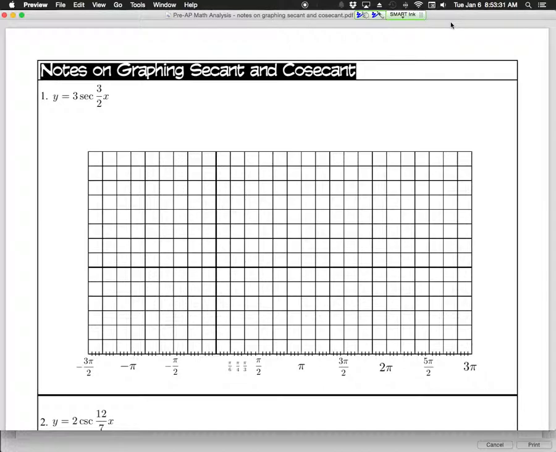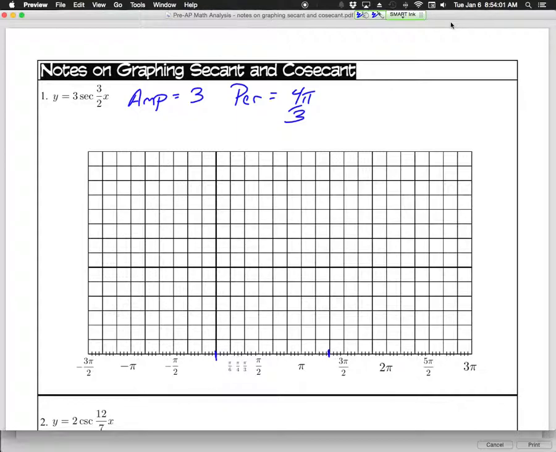So I want my amplitude. What's the amplitude of this one? My amplitude is 3. And what's my period? 4 pi over 3. Any questions on where we got 4 pi over 3 from? Alright, so I want to mark my period next. How many spaces is 4 pi over 3 going to be? It's going to be 8 spaces.